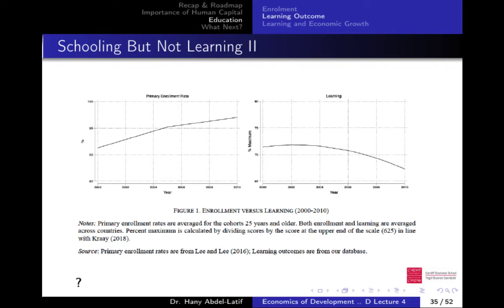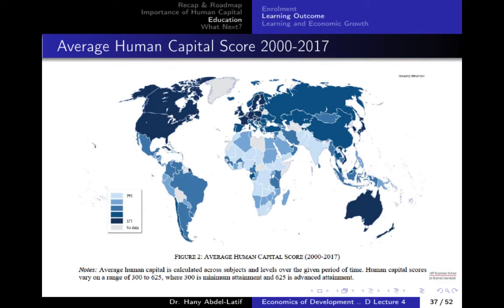So if we believe in this, then here's the map using the learning outcomes. So here is learning, not enrollment. The harmonized learning outcome, the HLO, goes from 300 to 625 in scores. This dark blue is the top, and this light blue is the bottom of the score. Even without showing you that, it's something you'd expect. It tells you that learning in many African countries and Asian countries is lagging behind.